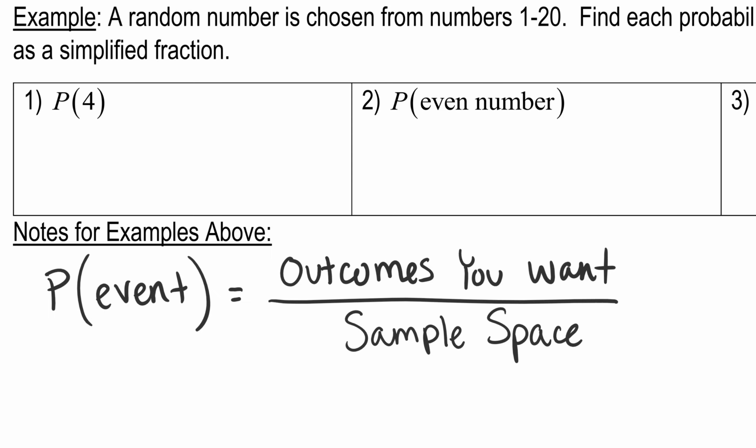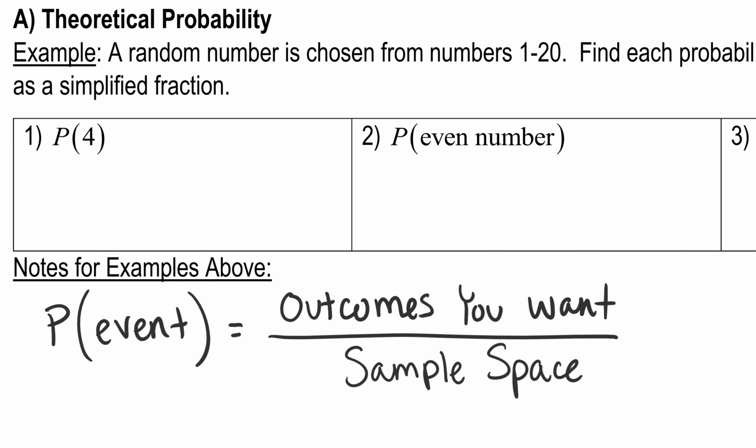Okay? So let's look at number one. We have the probability of a random number is chosen. So this first question, what this means is I want the probability that I choose a 4. Okay? I'm picking numbers 1 through 20, or from those numbers.